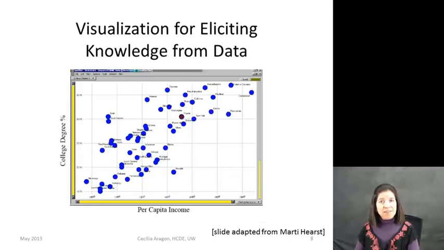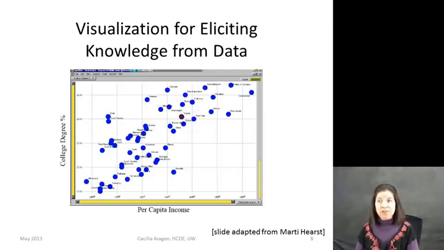Here's another way of presenting the data in a scatter plot. We have per capita income on the x-axis and the percentage of college degrees on the y-axis. And as you can see, the question of which state has the highest income is instantly answered. We can see that Connecticut has the highest per capita income.